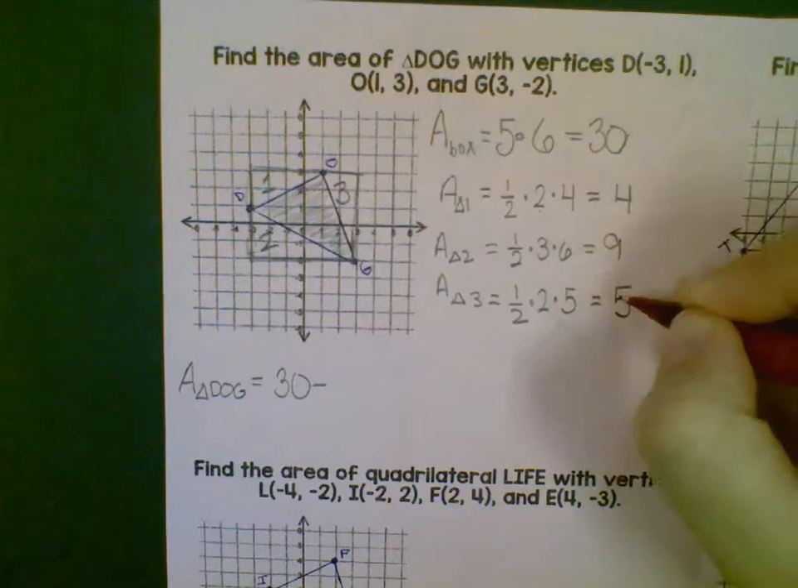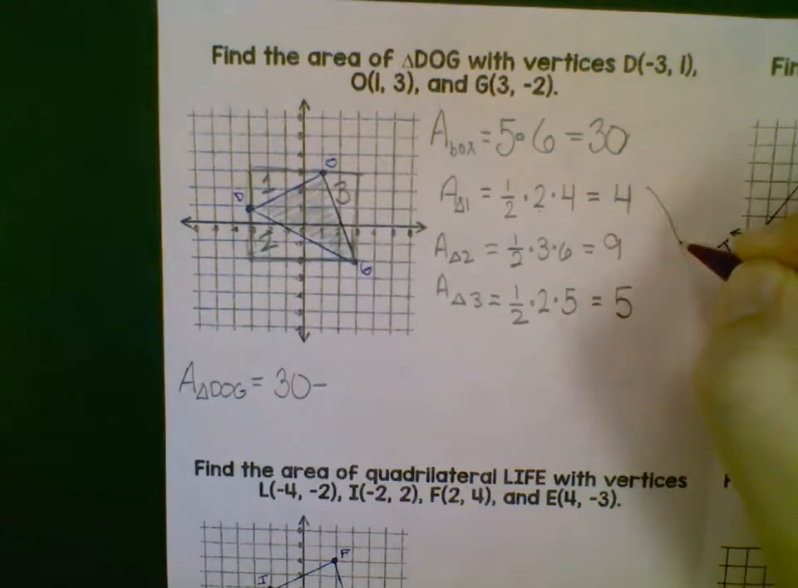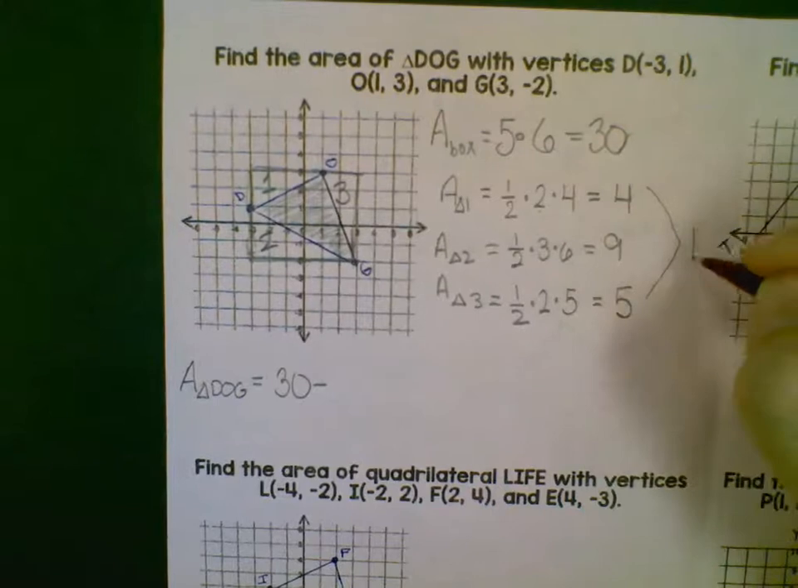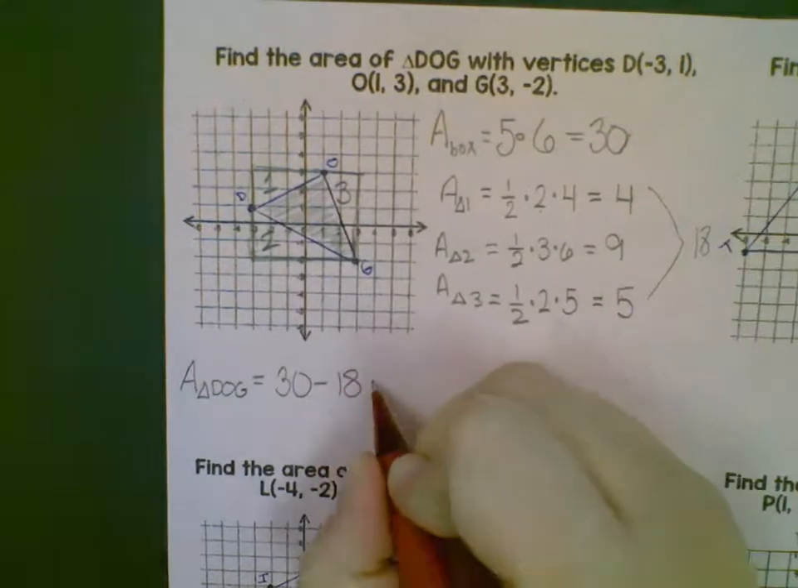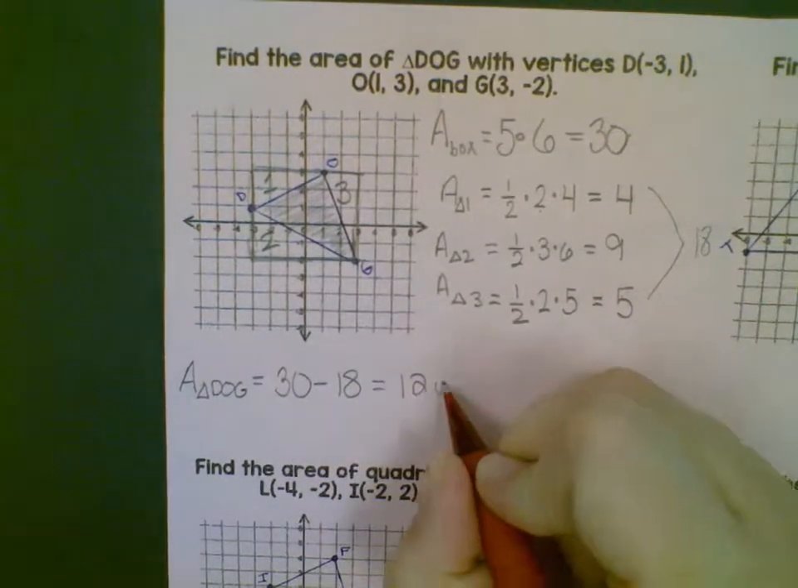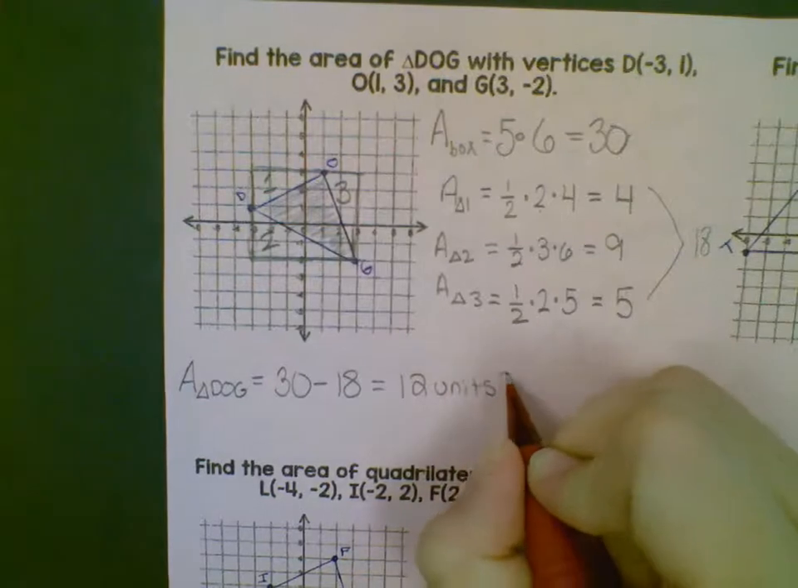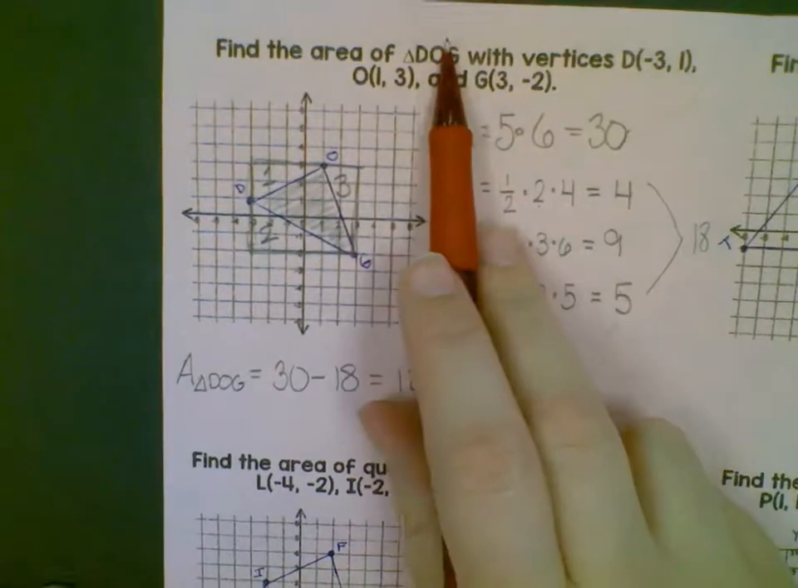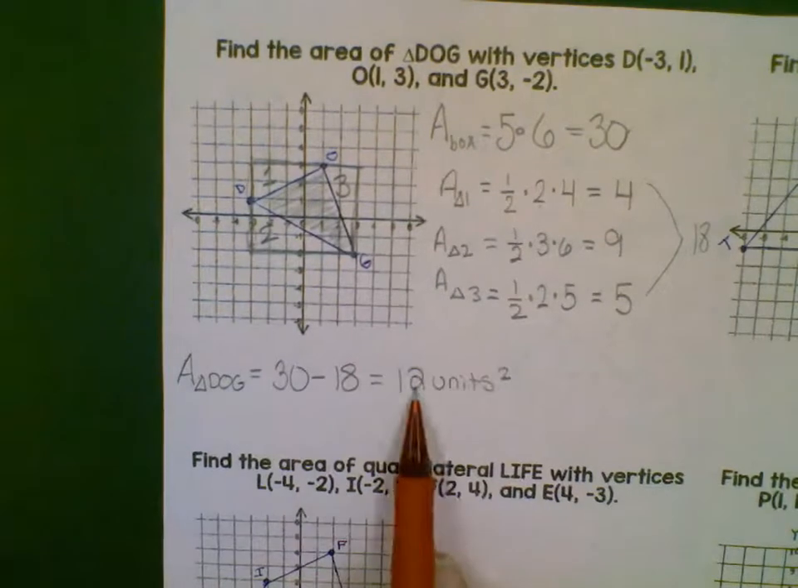So 4 plus 5 is 9. So if we add those all together, we get 9 plus 9 is 18. So minus 18, so it equals 12. So the triangle that they had told us to find is 12 units squared.